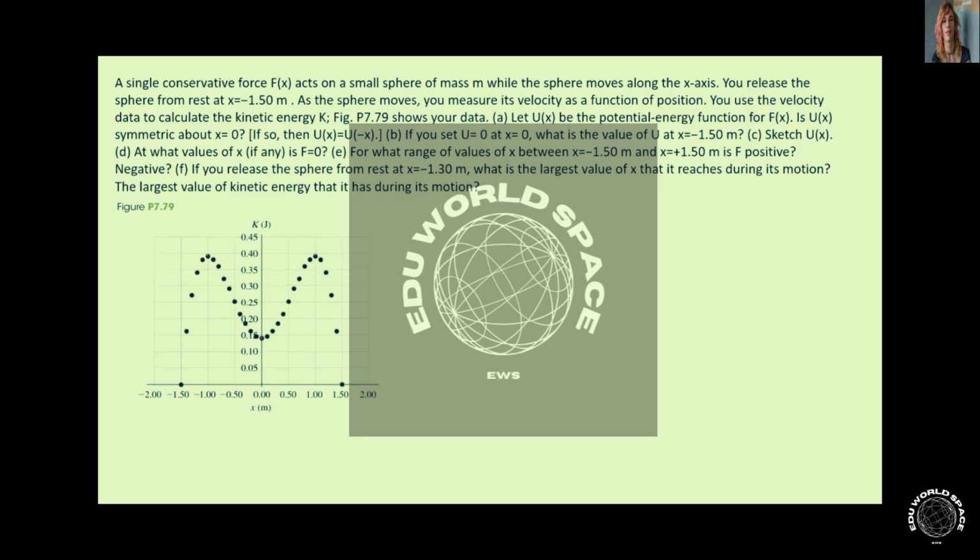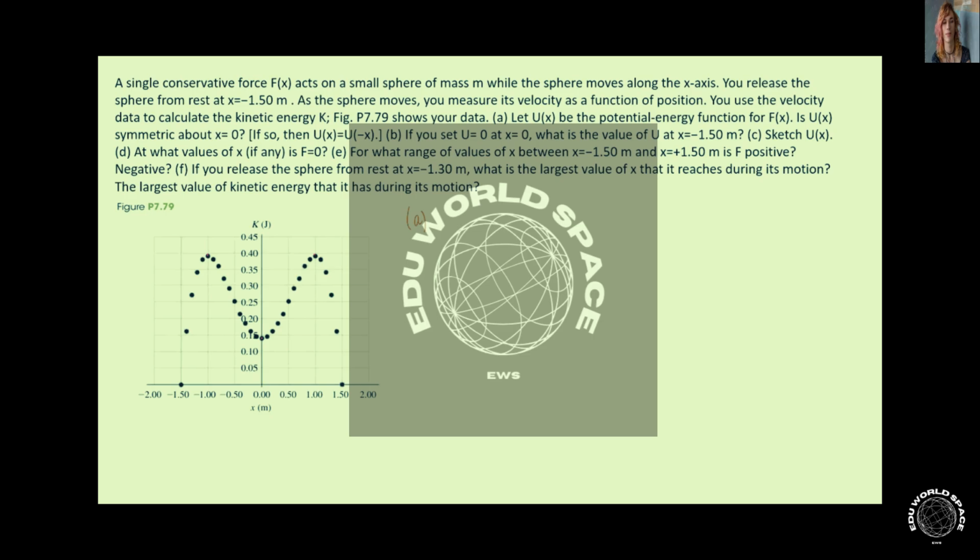In this question, we are given a graph of kinetic energy versus position for a small sphere of mass m experiencing a single conservative force as it moves along the x-axis. And we are asked a number of questions about its potential energy. So first we're asked, is U of x symmetric about x equals 0?